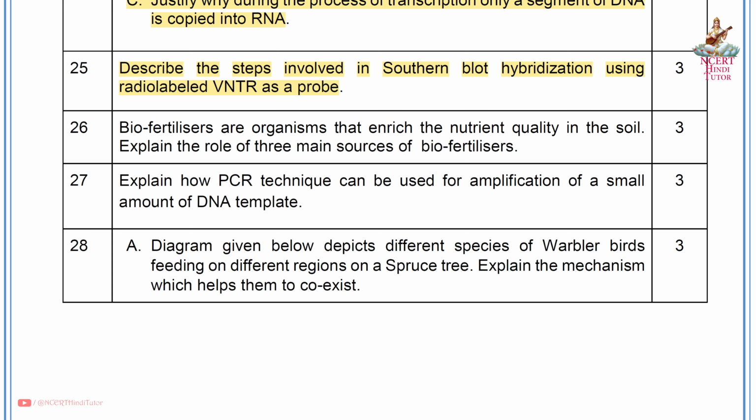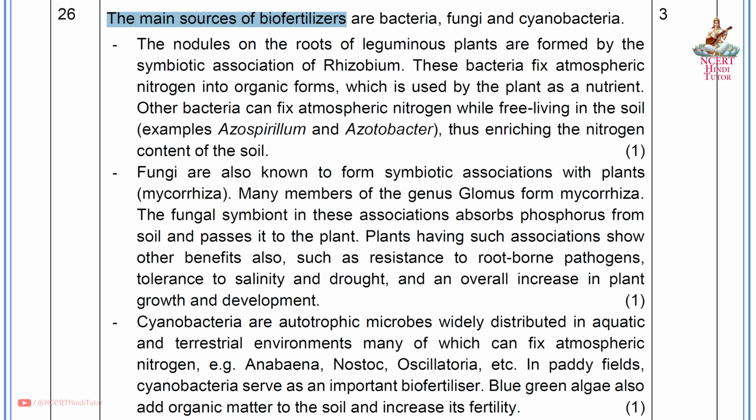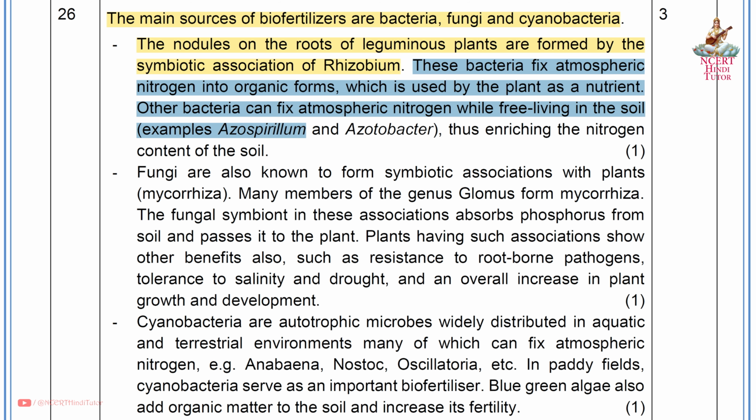Question 26. Biofertilizers are organisms that enrich the nutrient quality in the soil. Explain the role of three main sources of biofertilizers. Answer. The main sources of biofertilizers are bacteria, fungi, and cyanobacteria. The nodules on the roots of leguminous plants are formed by the symbiotic association of Rhizobium. These bacteria fix atmospheric nitrogen into organic forms, which is used by the plant as a nutrient. Other bacteria can fix atmospheric nitrogen while free living in the soil. Examples: Azospirillum and Azotobacter, thus enriching the nitrogen content of the soil.